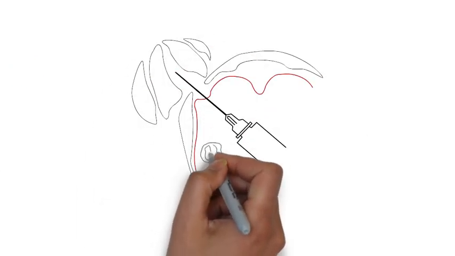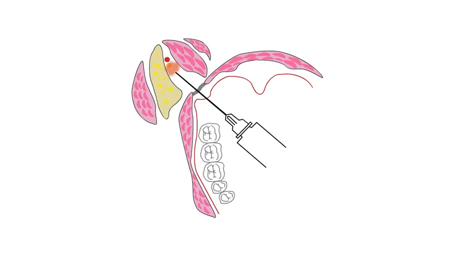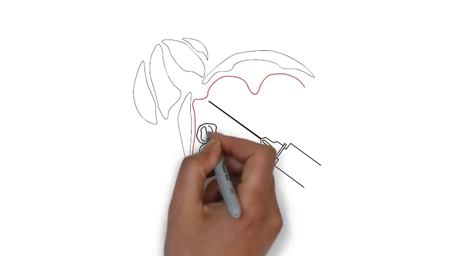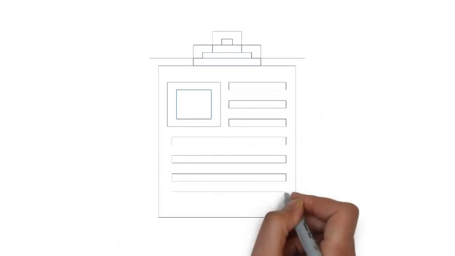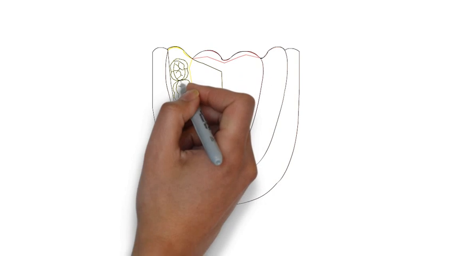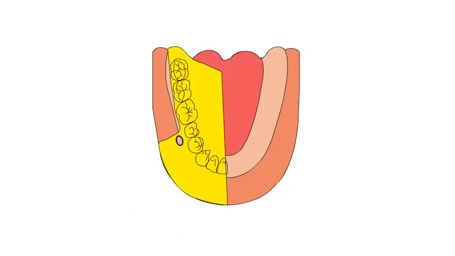Then deposit slowly at a speed of 60 seconds for 1.8 ml of cartridge and keep the patient engaged. Then slowly withdraw the needle. Observe the patient and keep a record of this injection in the patient chart. After that, wait for 3 to 5 minutes before checking the anesthesia effectiveness. The patient should not feel any pain and have a tingling sensation in the lower lip and tongue on one side.